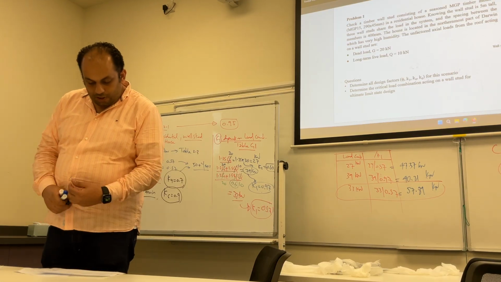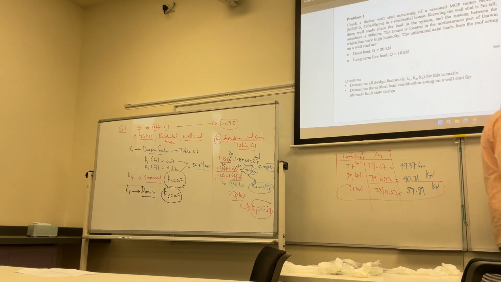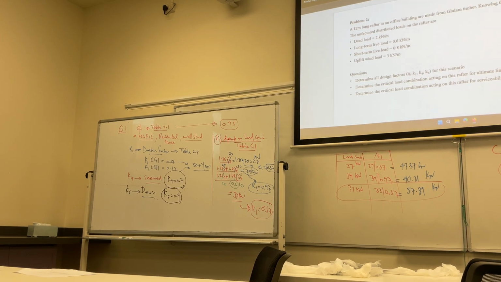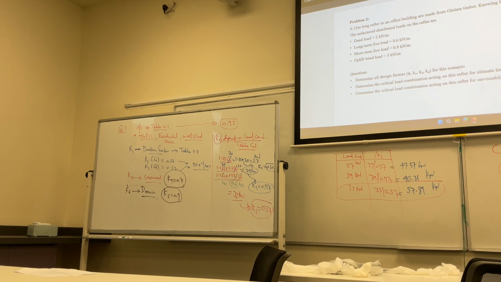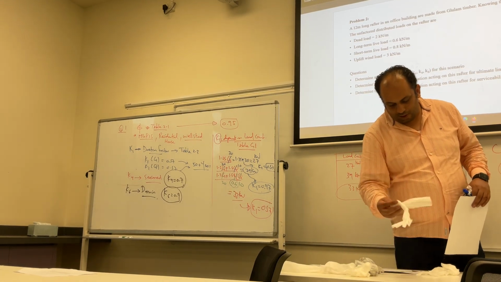So the second question, we still have time to do it. What is the second problem? The second problem is a 12 meter rafter in an office building in Addis. The unfactored distributed loads on the rafter are dead load, short-term live load, and wind load. Then we need to determine the same factor. Can anyone help to do this one?